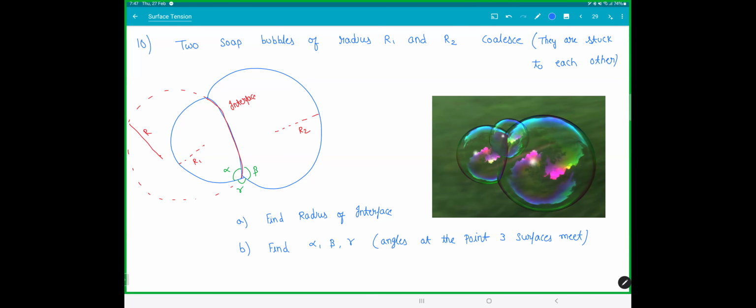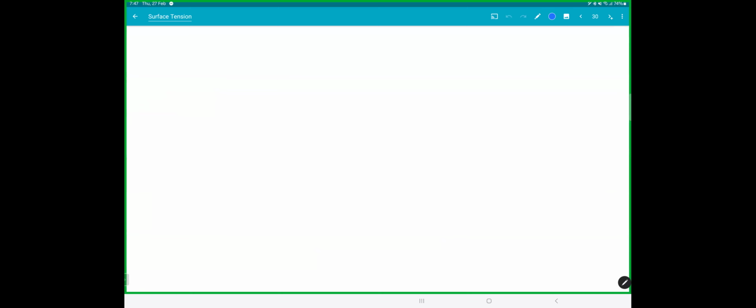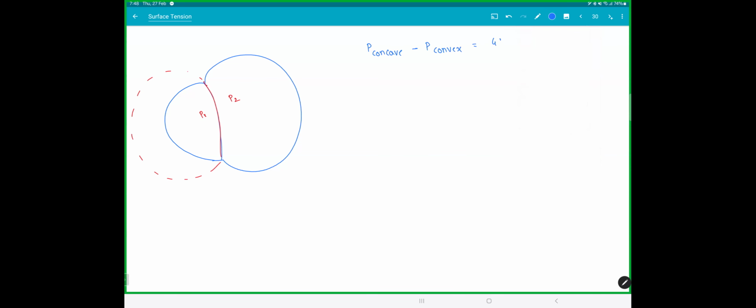See, how do you even start this? This is a little different, but not difficult. Now, when you just look at the interface, if this was P1 and if this was P2, right? Remember the formula? P concave minus P convex? So for this thing, the excess pressure is 4s by r.